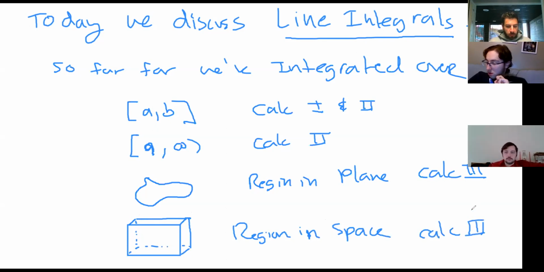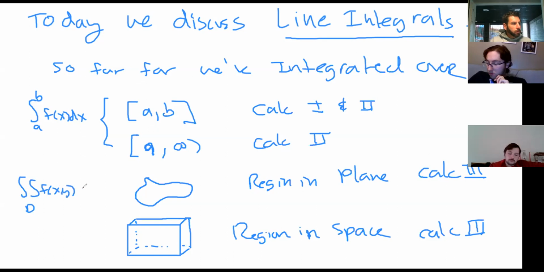So if you want the symbolic stuff, this was the integral from a to b of f of x for both of these. And then down here, we introduced the double integral. And down here, we had the triple integral.